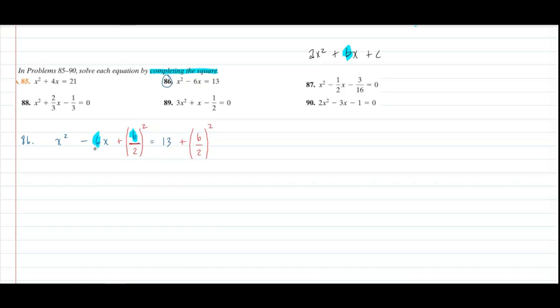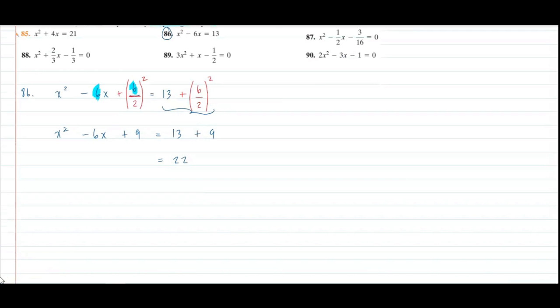All right. Now, on the left side, here's what you're going to have. You're going to have x squared minus 6x. Now ask yourself, what's 6 divided by 2? 6 divided by 2 is 3. And what's 3 squared? 3 squared is 9. So you end up with 9 on this left side. On the right side, you want to go ahead and evaluate these. See what you would end up with. So you end up with 13 plus 9, which is going to give you 22, like that over there.